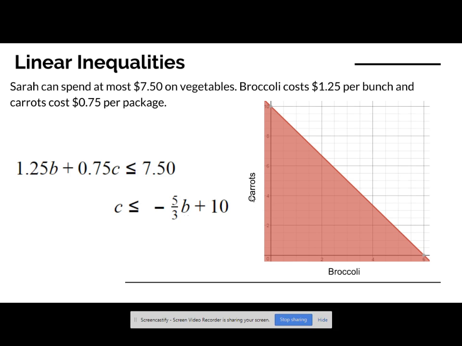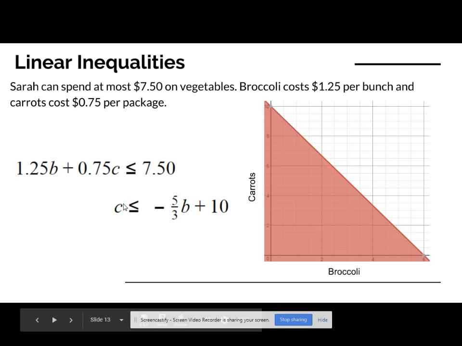And it is important that you label your graph. If you use carrots and broccoli, or adults and children, or whatever the two things we're comparing, you need to label it because you could have just as easily got broccoli by itself, subtracted 75 cents C, divided by $1.25, and you'd get a different inequality to graph. So make sure you label your axes when you're dealing with a situation problem like this.